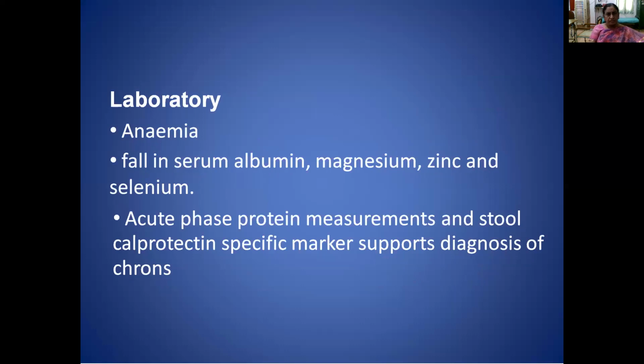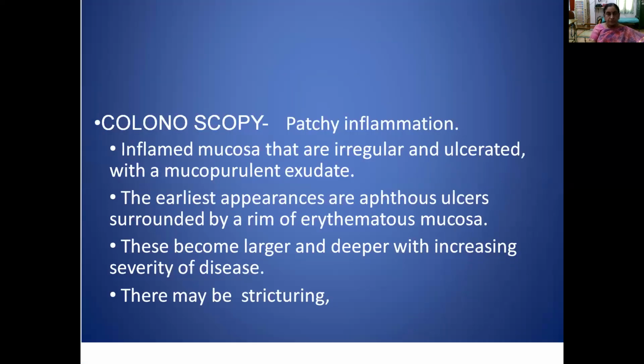Complementary, secondary, or non-specific investigations like laboratory investigations give you an idea that it might be an inflammatory bowel disease, which include presence of anemia, fall in serum albumin, magnesium levels, zinc and selenium levels. Acute phase protein measurements you can do, and stool specific markers like calprotectin. These are the specific markers. They support the diagnosis. Coming to the colonoscopy, as I told you, 70% accuracy is there.